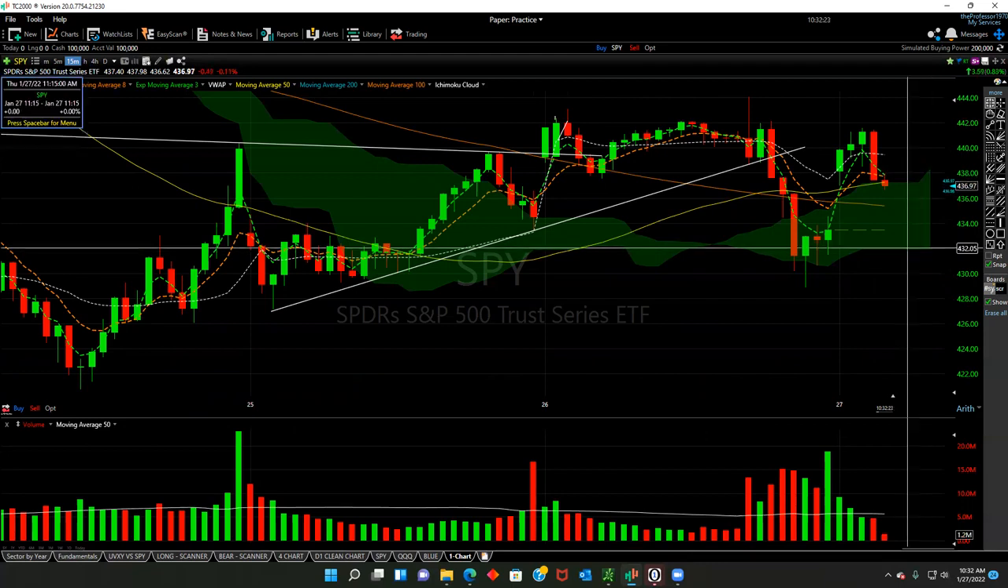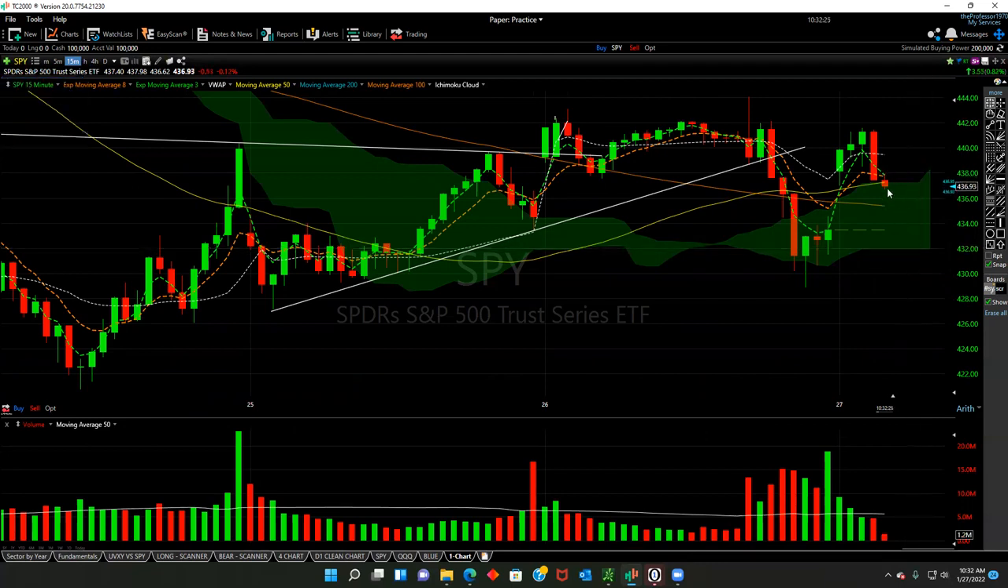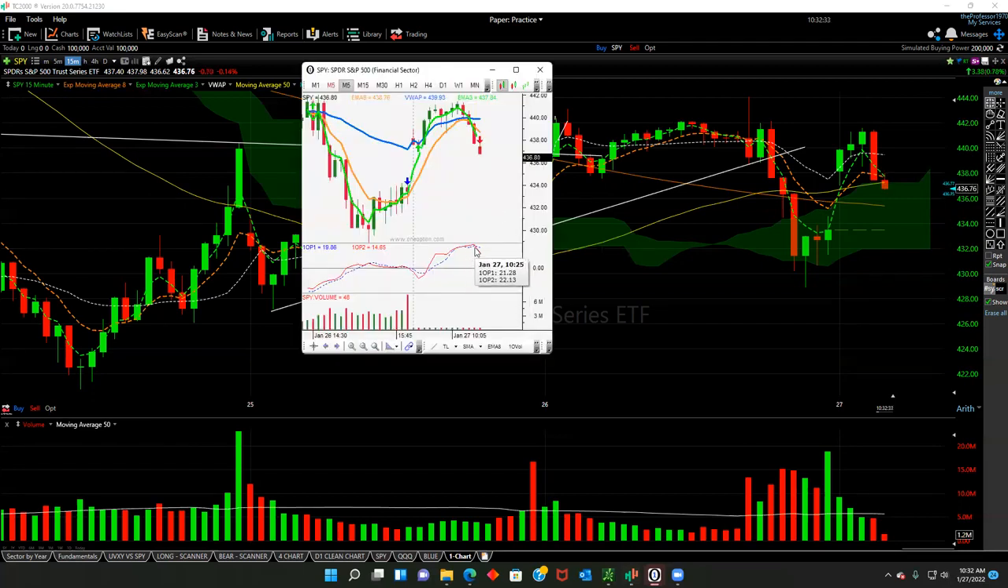Now, keep in mind that I use this in conjunction with One Up, for example, which is right here. Right now, we just had a negative turn on One Up, and a red arrow. So I like the short right here. In fact, I'm going to take it. So just give me 1 second here.